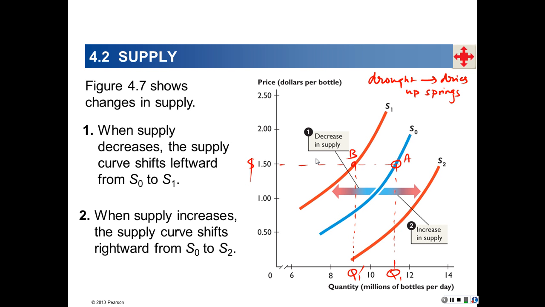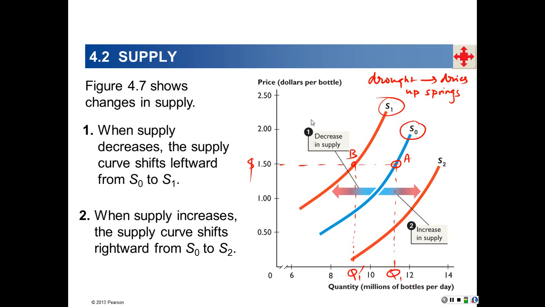And point B doesn't lie out there in space. We say that point B lies on a whole new supply curve, one that is to the left of the original supply curve. So the entire supply curve shifts from S0 to S1.